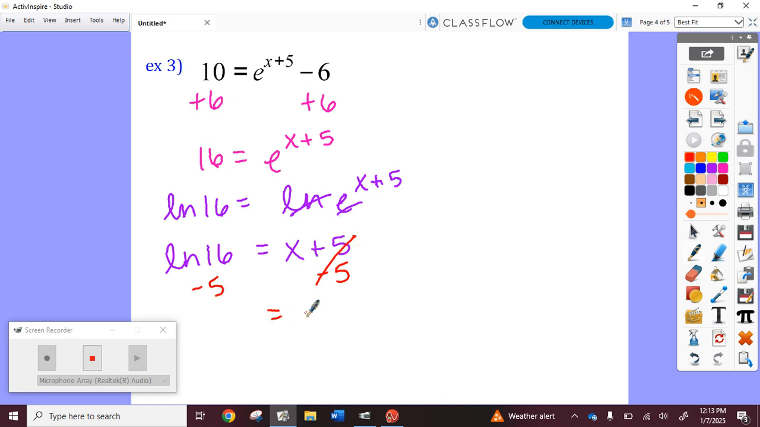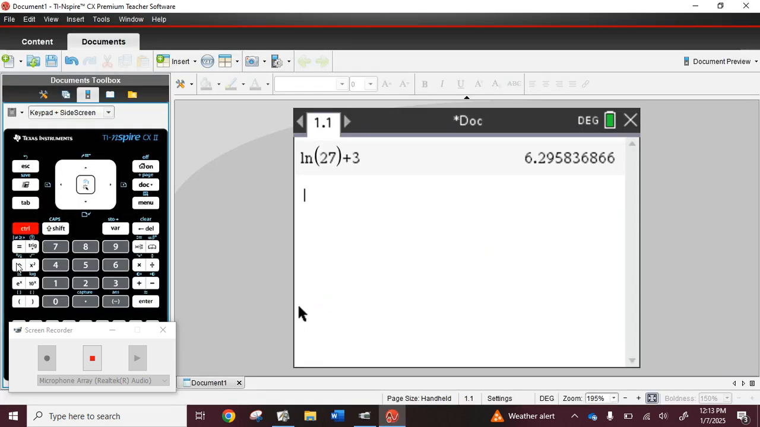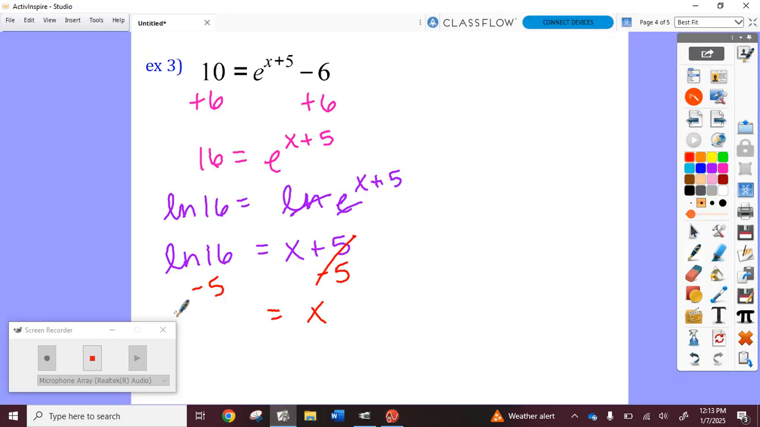All right, so now ln of 16 minus 5. Let's put that in next. Negative 2.2274. Sorry, that looks ugly. So let's round, negative 2.227. That 4 will leave the 7 alone.